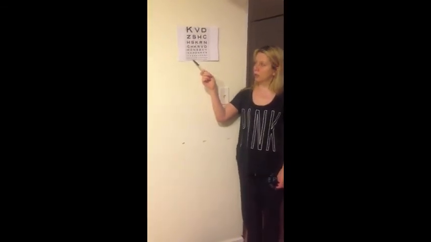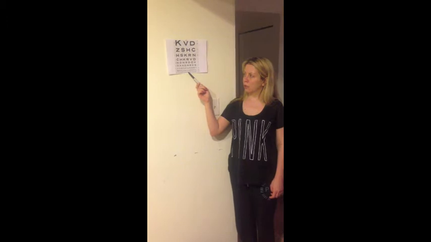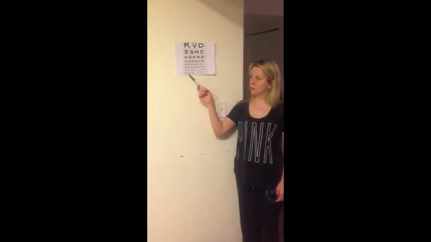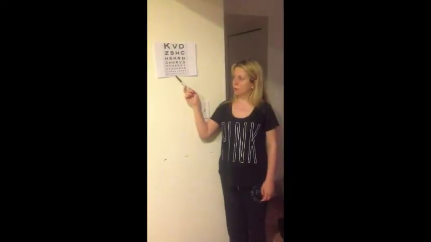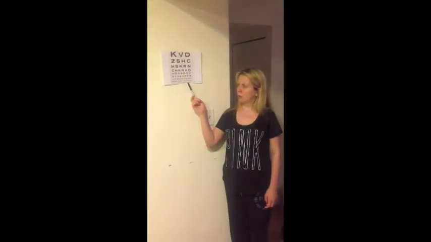Close the left eye and start to read the last line. H, K, G, B, C, A, N, O, M, P, V, E, S, R. Close the right eye. H, K, G, B, O, A, N, O, M, K, V, G, B, R.